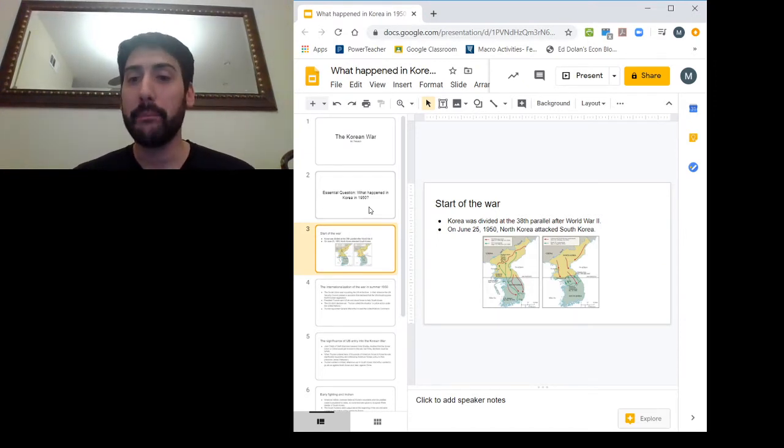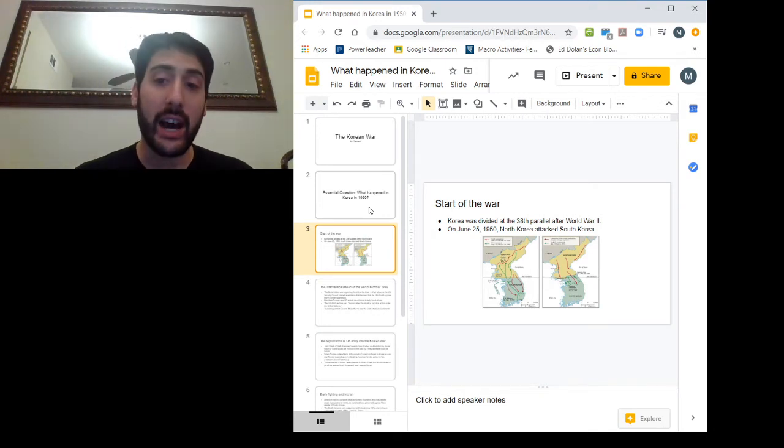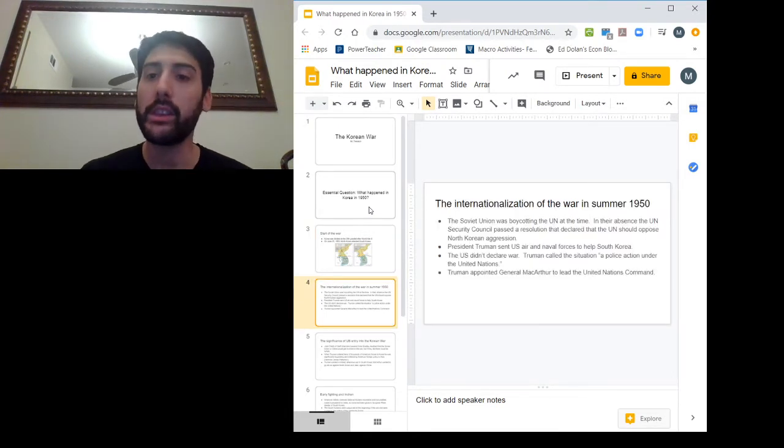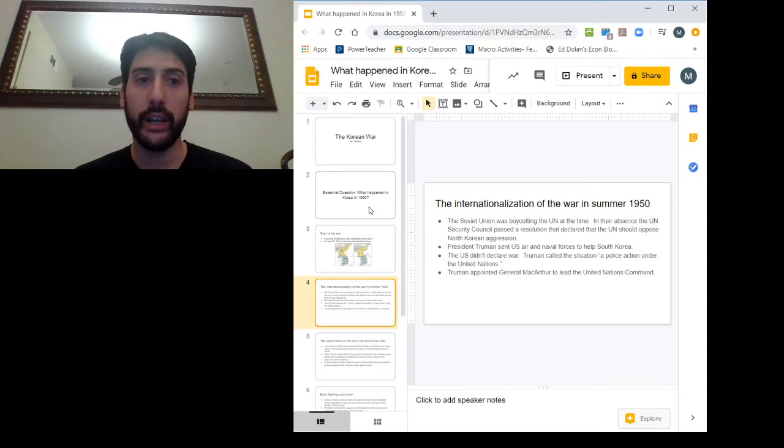And then we're going to see the North invade the South on June 25th, 1950. All right, so first things first. You're the United States. You feel a need to help South Korea, right? Because we have this whole containment strategy that is now in place. And we have to show that there's credibility. Credibility meaning that you're actually going to do what you said you're going to do.